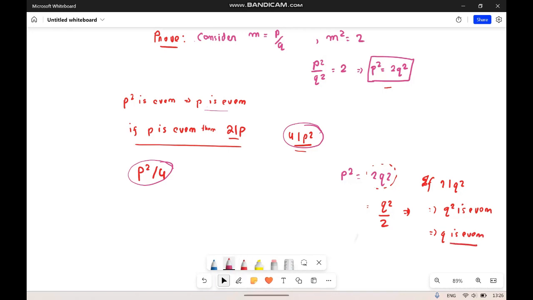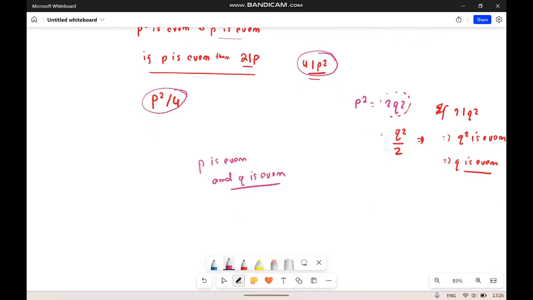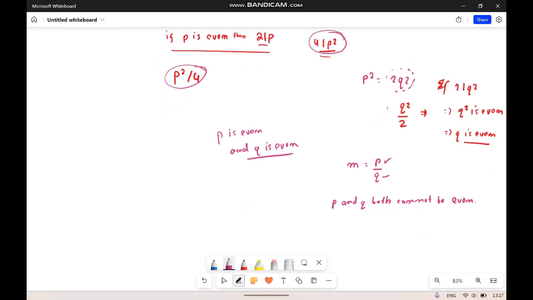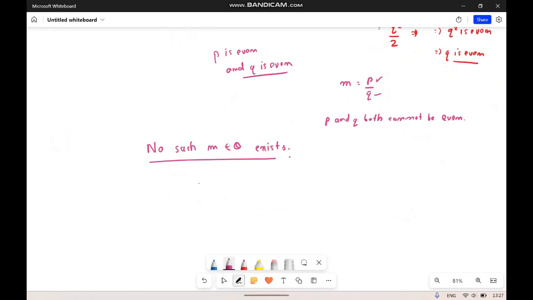Now that's where the contradiction is. The whole thing implies that p is even and q is even. But that's not possible because we said that m is equal to p by q, where p and q are prime to each other. Now p and q both cannot be even. Thus, from here we can conclude that no such m belonging to Q, the rational numbers, exists. So there is no rational number whose square is 2, or better to write, root 2 is not a rational number.